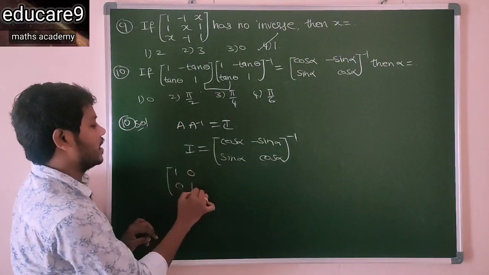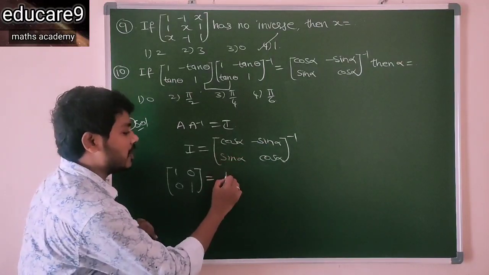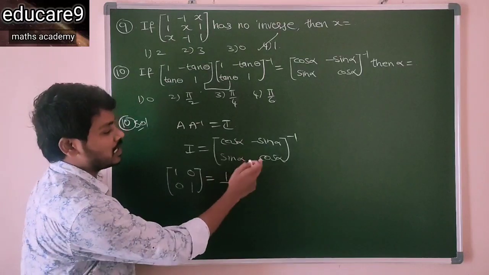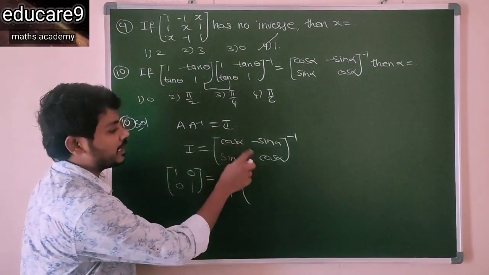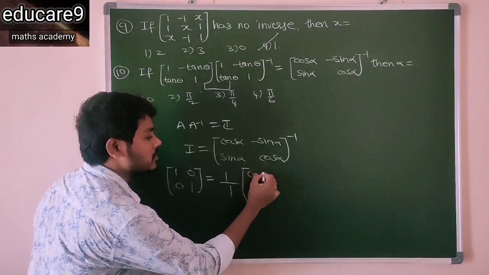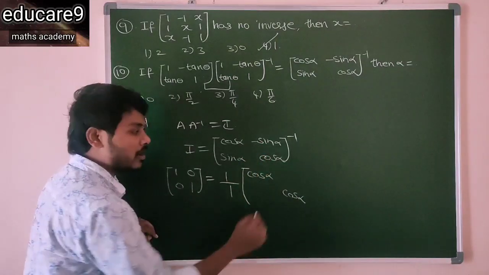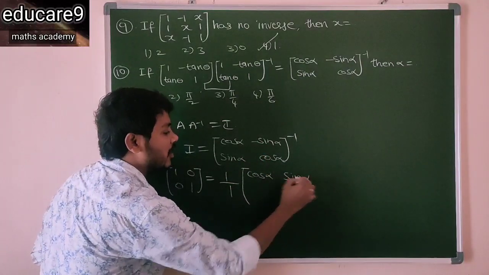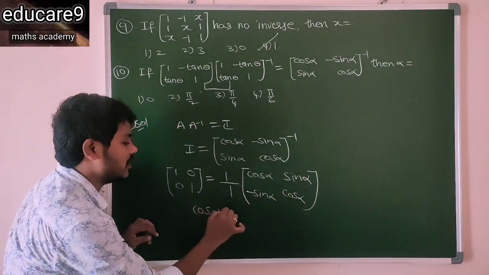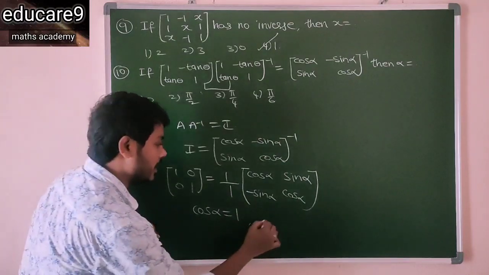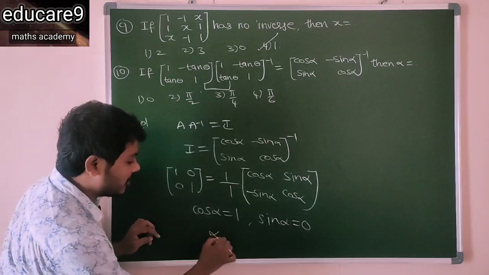1 0 0 1. Now find inverse of that matrix. So that is 1 by determinant of A, that is cos square plus sin square is 1, into adjoint A. So interchange the diagonal elements, so this cos alpha, and multiply minus with non-diagonal elements, that is sin alpha, minus sin alpha. Cos alpha is equal to 1 and sin alpha is equal to 0. Therefore clearly alpha is 0.